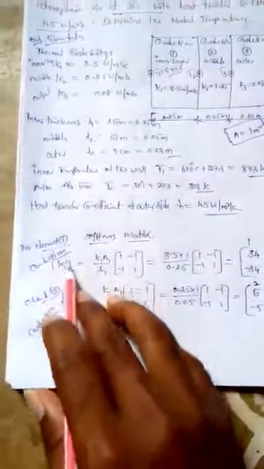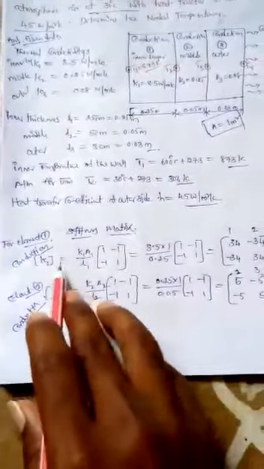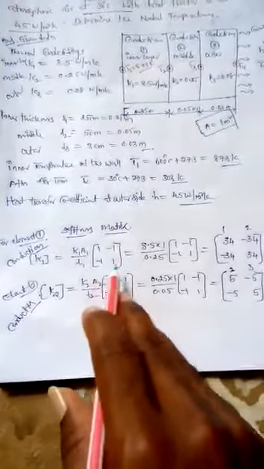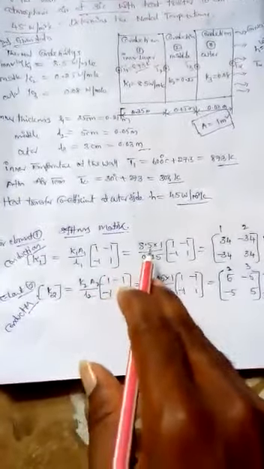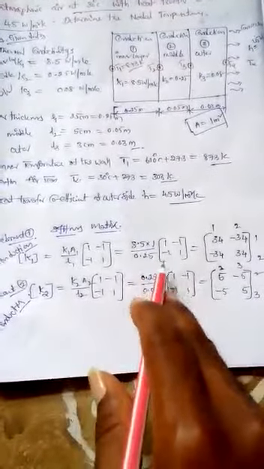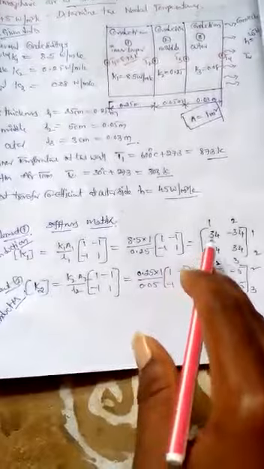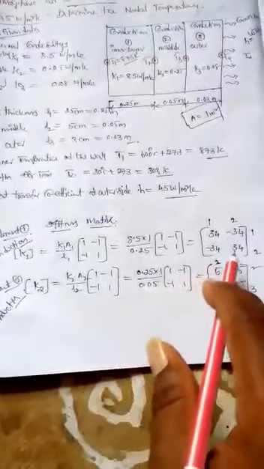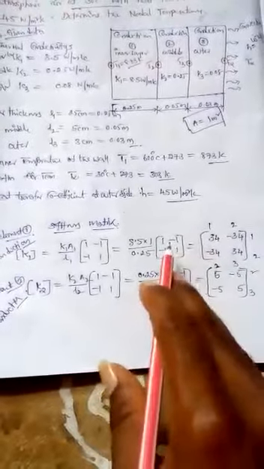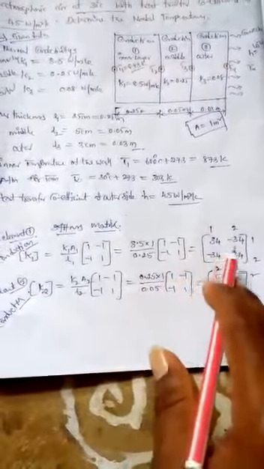To solve the problem, for element 1, the stiffness matrix is K1 equal to K1 A1 by L1 times [1 minus 1; minus 1 1], that equal to 8.5 into 1 divided by 0.25 times [1 minus 1; minus 1 1], that equal to [34 minus 34; minus 34 34]. Nodal 1, nodal 2. The element 1 stiffness matrix is calculated.